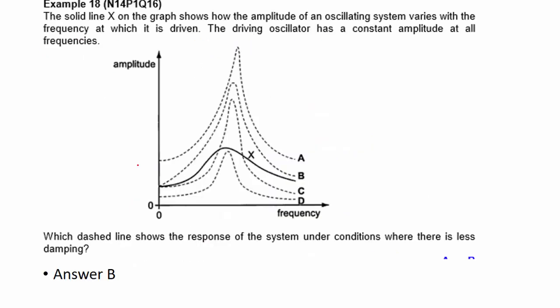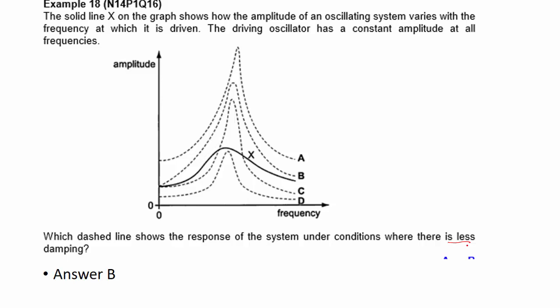Right, if you look at example 18 here, you are given a series of graphs and a line X that is having resonance, showing how amplitude of oscillation varies with frequency. The driving oscillator has a constant amplitude at all frequencies. Now which dashed line shows the response when there's less damping? Less damping means you expect the peak to be higher than X.